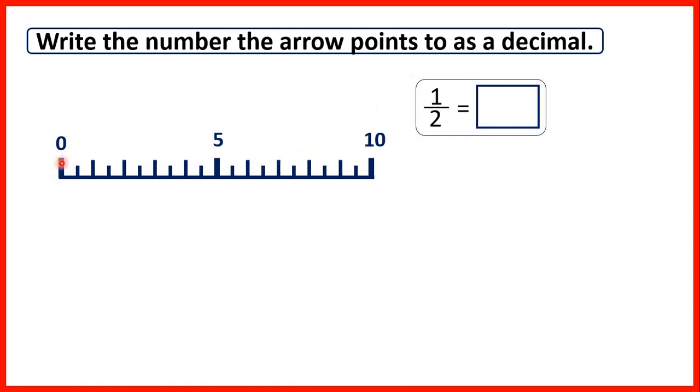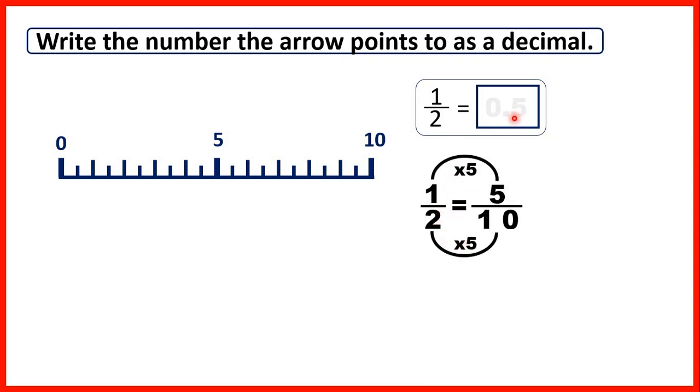Now, if we look at this number line, we have some longer lines and some shorter lines. Let's look at the longer lines first. To get from 0 to 5, we have 5 longer lines. Notice 0, 1, 2, 3, 4, 5. So these longer lines must represent whole numbers. And that means the shorter lines must be halves, because they're halfway between the longer lines. So 1/2 as a decimal is 0.5 because that's the same as 5/10.